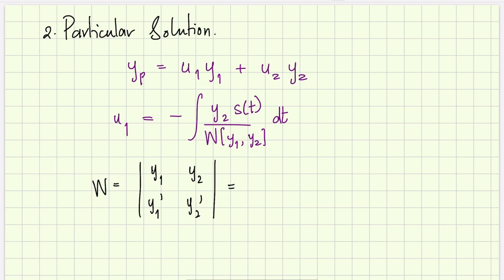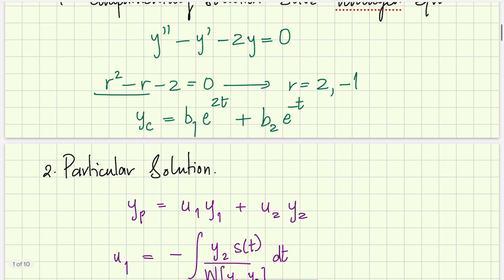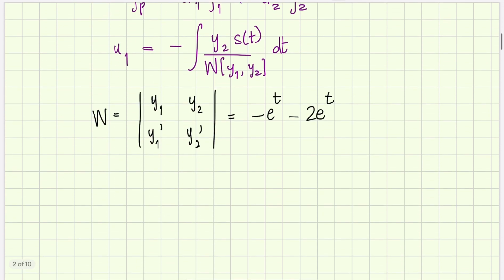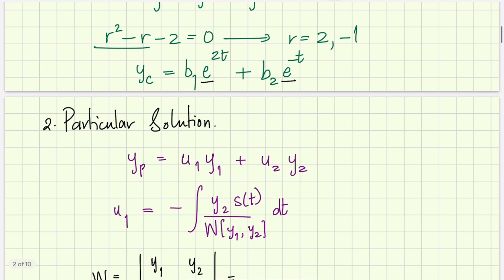So this becomes negative e to the power t minus 2e to the power t if you plug in the values from r, y1, and y2, which let me do more explicitly. So from here, we know this is my y2 and this is my y1.